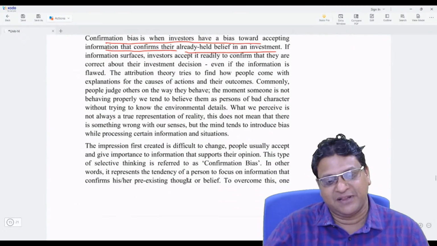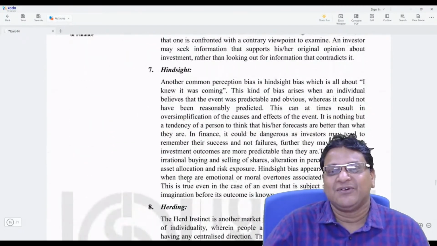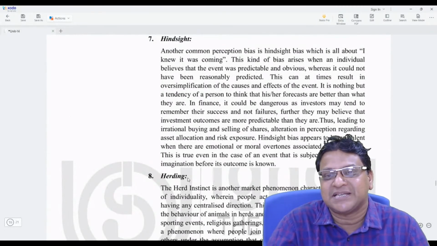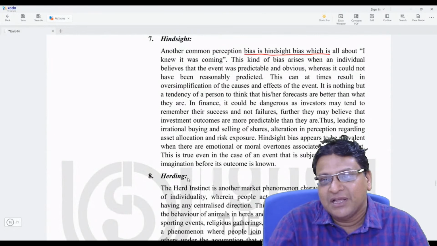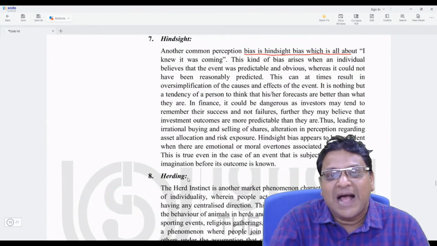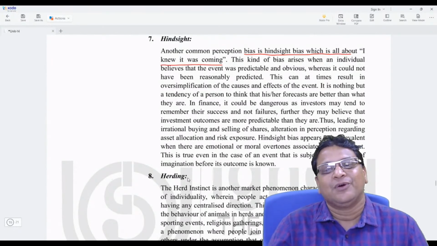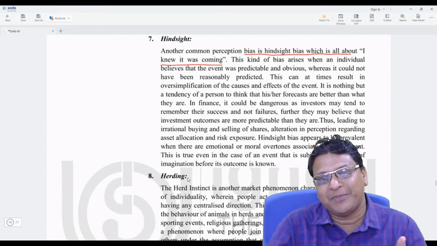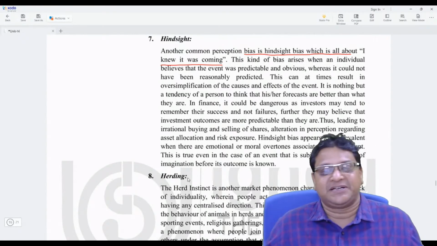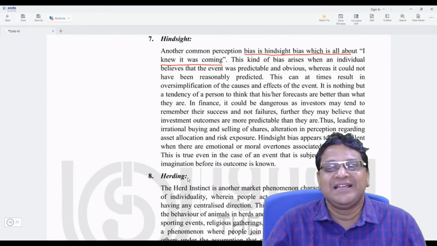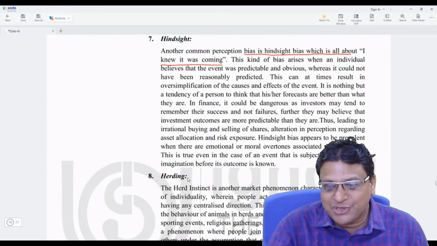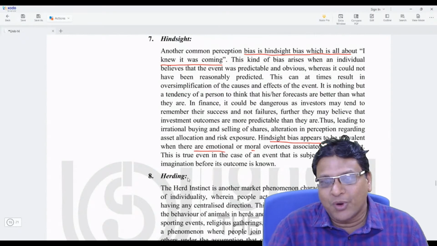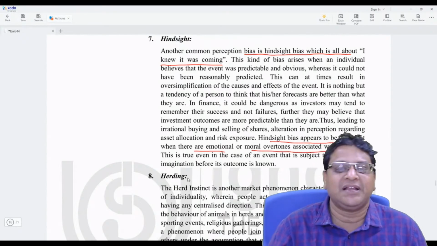Next one, hindsight. What is hindsight? Another common perception bias. Hindsight bias is all about "I knew it was coming." When the corona effect came, many people said that they knew that. That is known as hindsight bias. It appears to be prevalent when people are emotional or when there are moral overtones associated with an event.